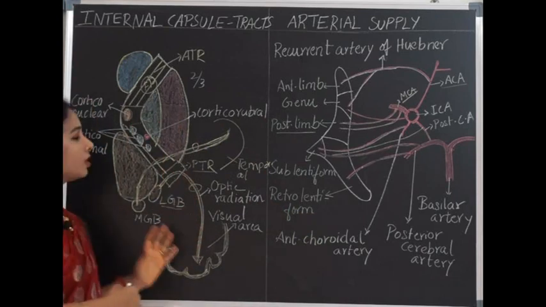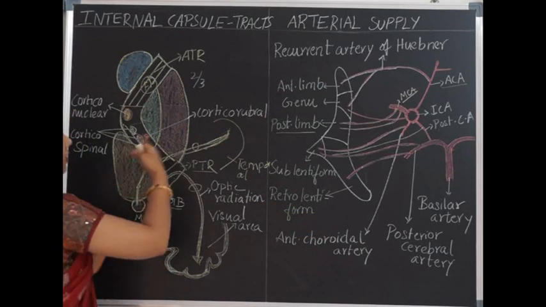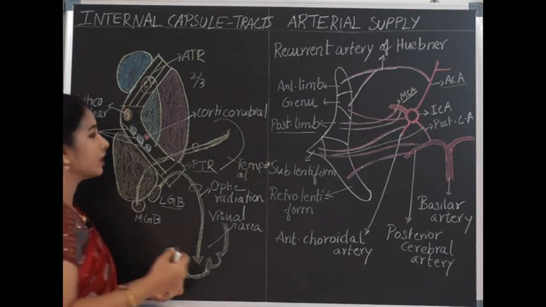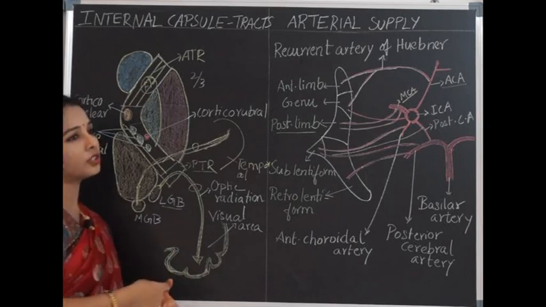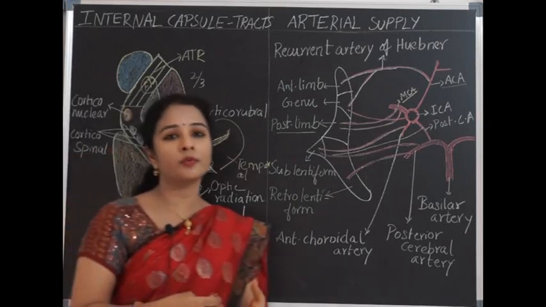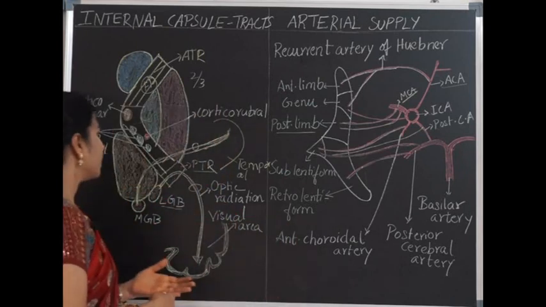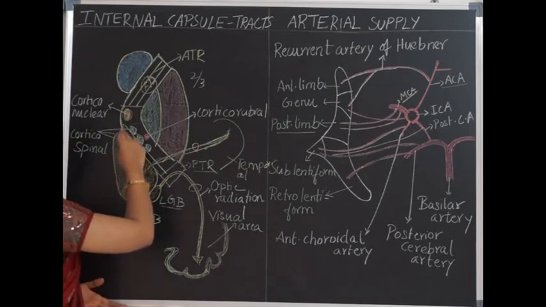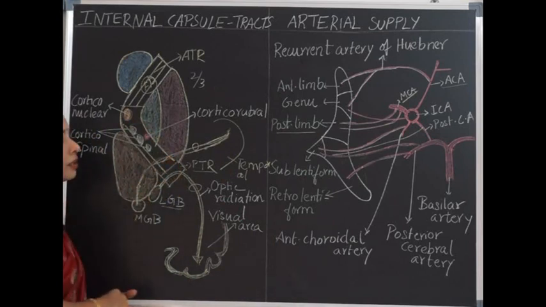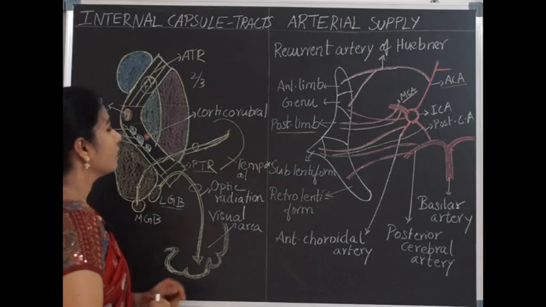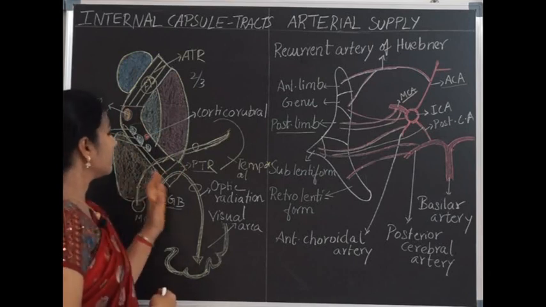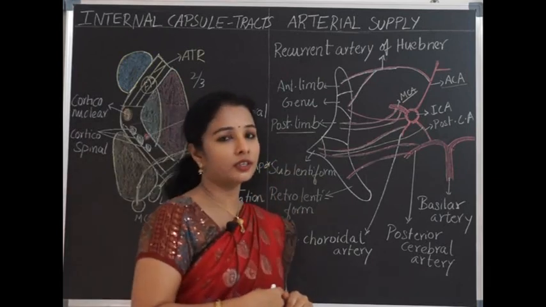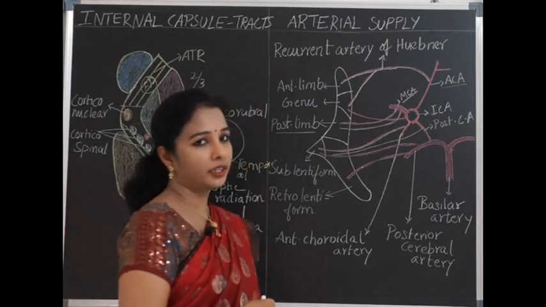The internal capsule is compactly arranged with several ascending and descending tracts. So even if there is a small lesion, it may cause a huge difference: the opposite side of the body may get paralyzed, and there will be a loss of sensation on the opposite side of the body if there is any disturbance in the posterior limb of the internal capsule. So to understand the internal capsule, it is very critical to know the arterial supply of the internal capsule, that is, the blood supply of the internal capsule.